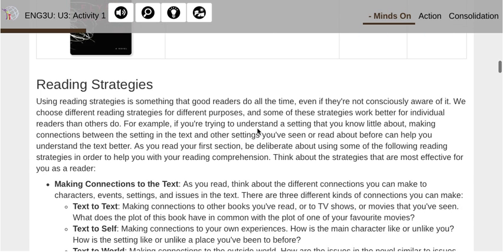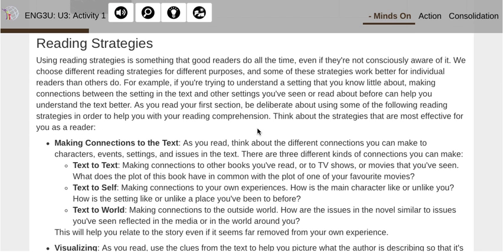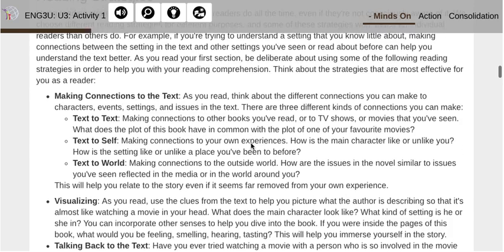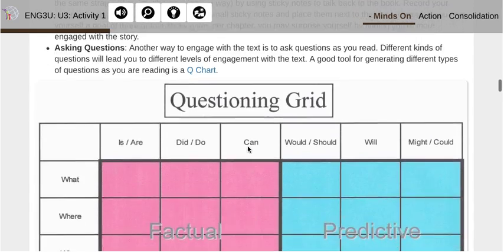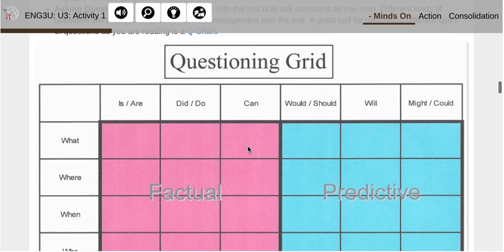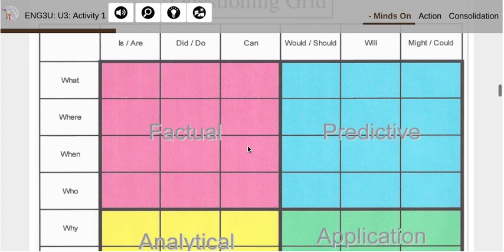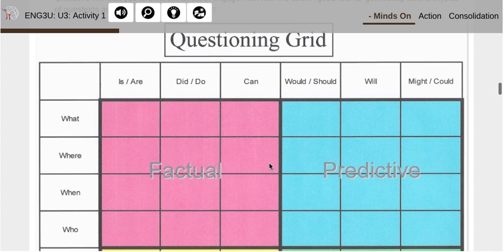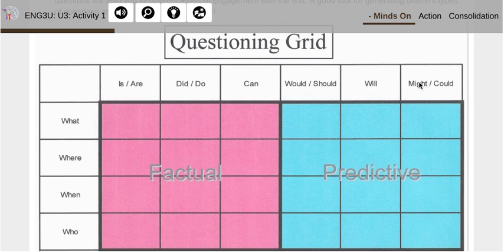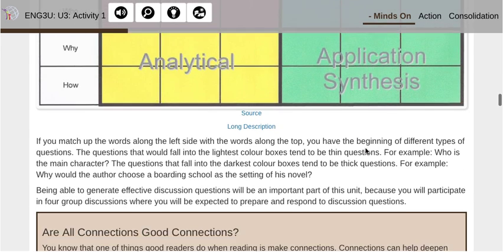So reading strategies, this is important too, especially if you are a struggling reader. Make sure you look at these to make those text-to-text connections, text-to-self and text-to-world. Okay, it talks about visualizing as well. This comes into play, the questioning grid. I'm sure you've seen this before. At our school, we call it the Q chart, and you're looking for application and synthesis questions, right? The why and the how. Okay, why, will, how, could, that type of thing. So you're looking for that fourth quadrant type of question.